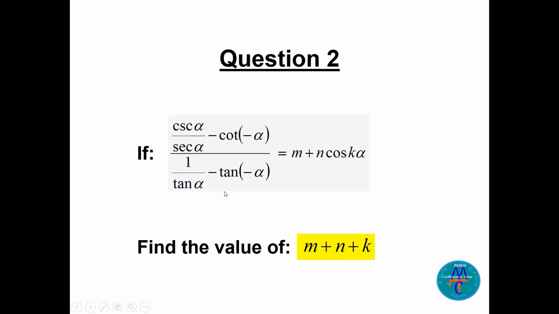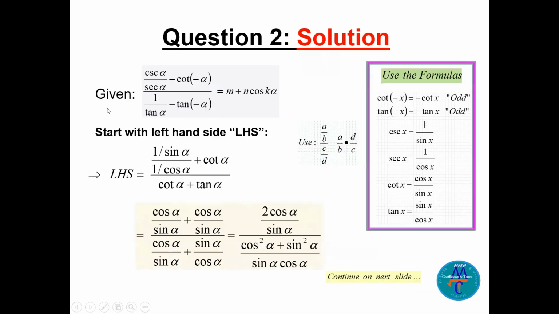So let's start with the left side. You have to go slowly here and simplify everything you can, like cotangent of minus alpha. This is an odd function, so you can write minus cotangent of alpha, with the minus becoming plus. Same thing for tan of minus alpha. Write the cosecant of alpha as 1 over sine of alpha. Write secant of alpha as 1 over cosine of alpha. Use the division a over b divided by c over d: multiply a over b times the reciprocal d over c.